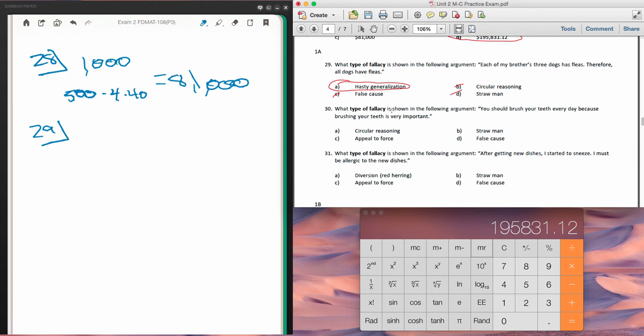And number 30, what type of fallacy is shown with this argument? You should brush your teeth every day because brushing your teeth is very important. Well, look at the options. False cause, that's not the case. I'm thinking circular reasoning, and the reason is because you should brush your teeth every day because brushing your teeth is important. And why is it important? Because you should brush your teeth every day. You can see how that's just going in a circle. So we're just going to create that argument over and over.